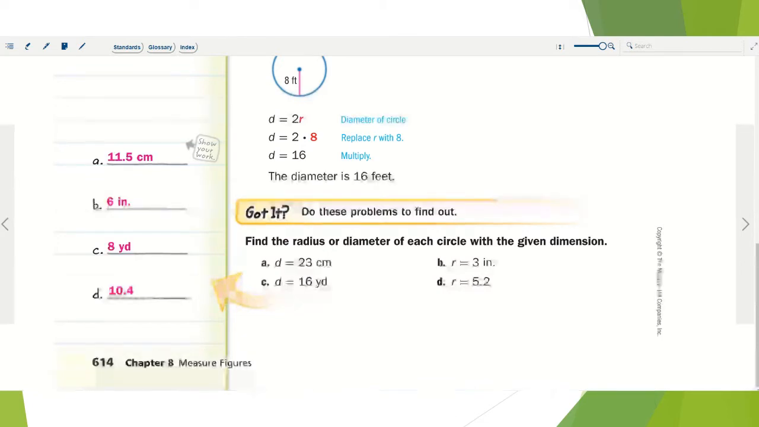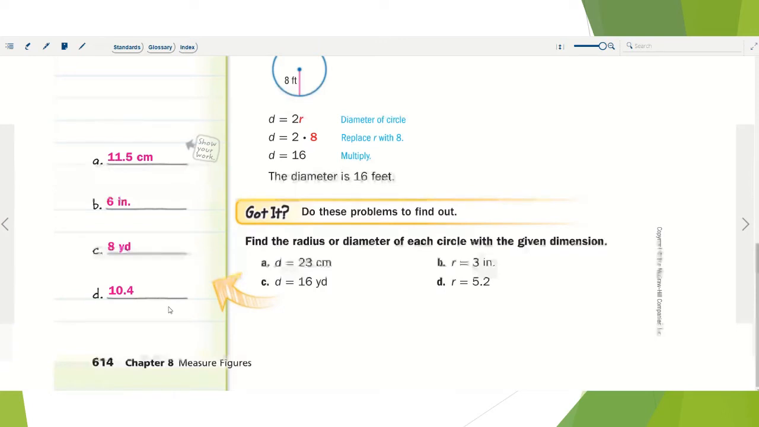Taking a look at your answers for Got It problems, letter A, they gave you the diameter as being 23 centimeters. My goal is to find the radius then, so I should be thinking 23 divided by 2. And you can see over here I have the answers displayed for you on the left-hand side. 23 divided by 2 would be 11 1/2, or 11.5.